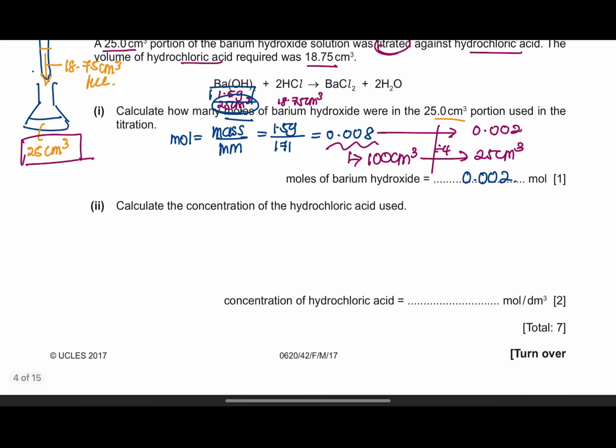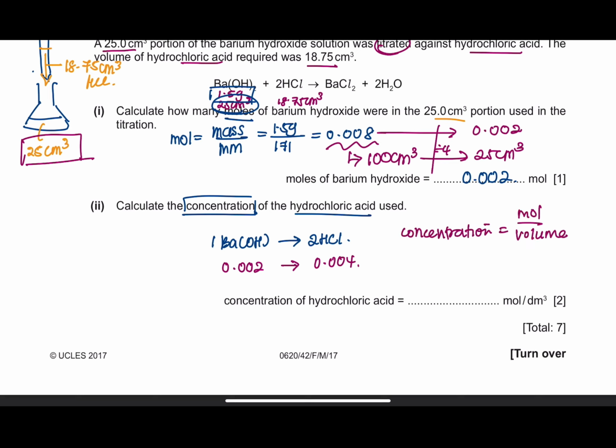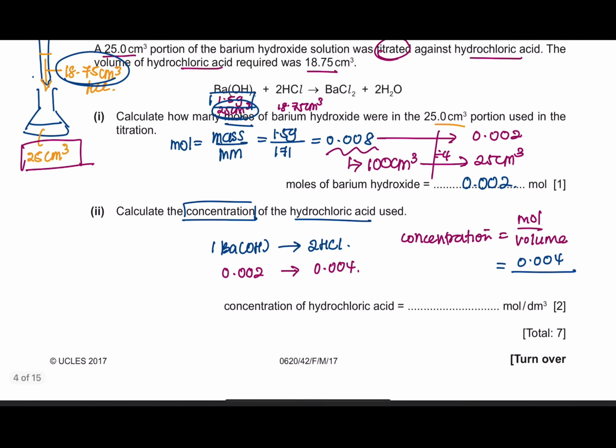Now the next question is asking you to calculate the concentration of hydrochloric acid used. So if 1 barium hydroxide gives you 2 HCl, then 0.002 barium hydroxide would give you 0.004 mole of HCl. Now that we've got the number of mole for HCl, we can find the concentration. The formula for concentration is mole over volume. So the mole here is 0.004, and the volume would be that, as mentioned here, we have used 18.75 centimeter cube. However, you need to convert it to dm cube first, and you would get 0.01875, which is divided by 1000. After calculating this value, you will be able to get a concentration of 0.234.